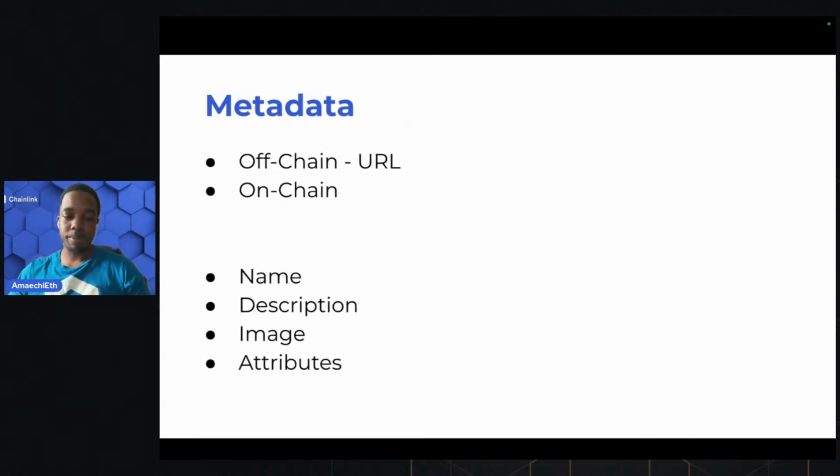Now, as mentioned before, this metadata can be stored off-chain, and we can use a URL to access that, or we can actually store this data on-chain. There are various different types of data we can store in the metadata. In all honesty, it's completely up to you what you want to store with your NFT. It depends on your use case, but here are just some examples. You can store the name, description, image, attributes, etc.